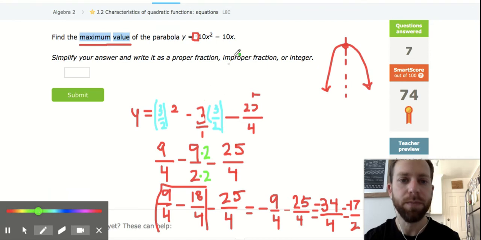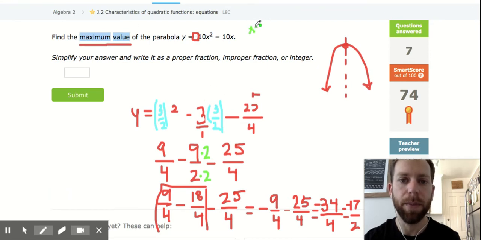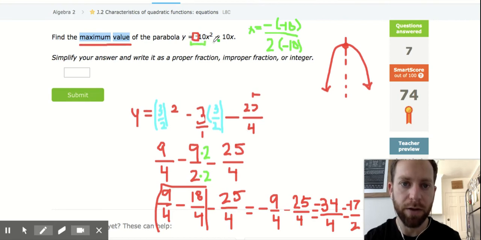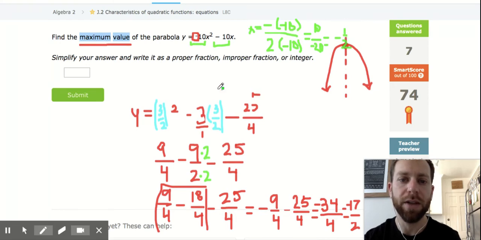Let's see. The vertex, the x value would be negative b, so that's negative 10, over 2a, 2 times negative 10. Remember, a and b are both negative 10 here because there's a negative 10 there and a negative 10 there. That's equal to positive 10 over negative 20, which is equal to negative 1 over 2. So the x value is negative 1 over 2.